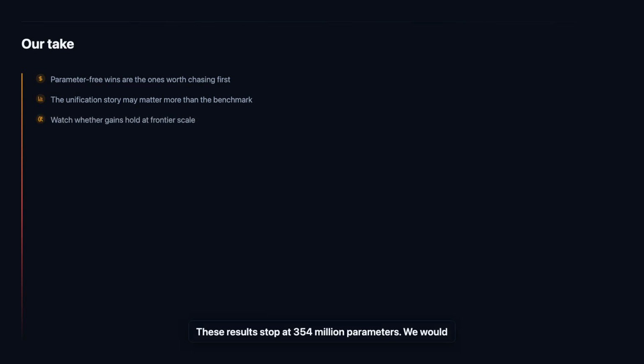These results stop at 354 million parameters. We would caution against assuming a reported 35% retrieval improvement transfers cleanly to multi-billion parameter models. The thing to watch next is replication at scale, where RoPE quirks often behave differently. Because RoVE is a drop-in tweak, the risk is teams flipping it on everywhere without measuring. We recommend treating it as a hypothesis to validate on long context workloads specifically, since that is where the paper says the benefit concentrates.